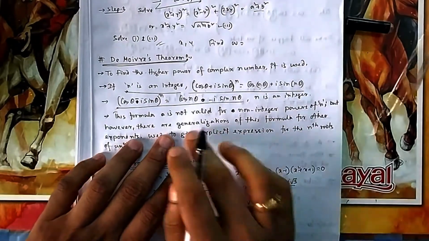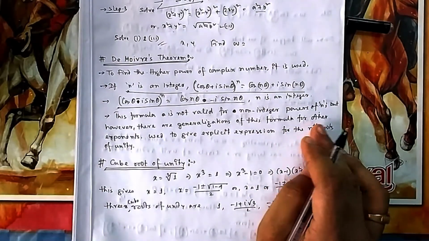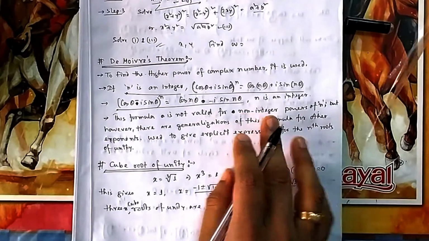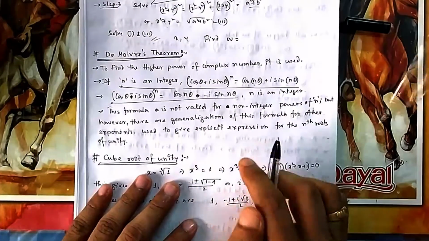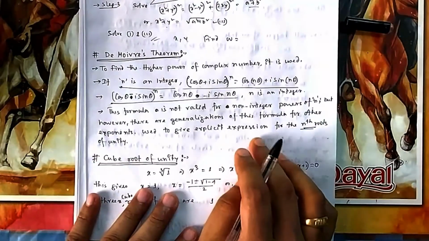However, we can make some generalization of this formula for other exponents, that is, for other exponents that means non-integer type. You can write some general notation that you will see. You will use it to find nth roots of unity. We will see this in the intermediate or advanced level theory.